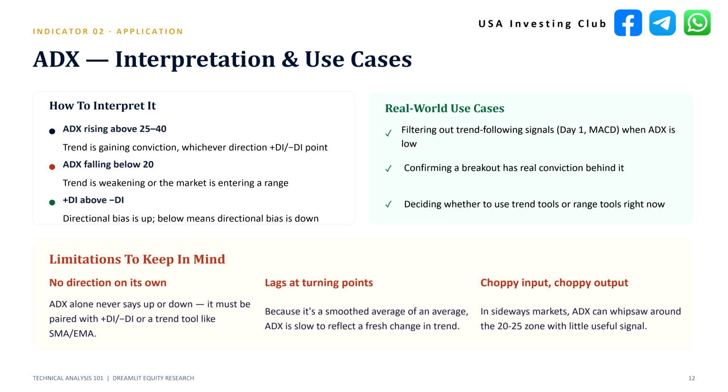Turning ADX into judgment. ADX rising above roughly 25 to 40 means the trend is gaining conviction, whichever direction positive or negative DI is pointing. ADX falling below 20 means the trend is weakening, or the market is entering a genuine range. And positive DI sitting above negative DI means the directional bias is up. The reverse means the bias is down.